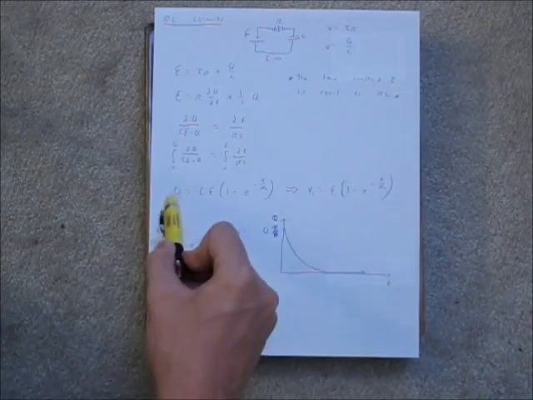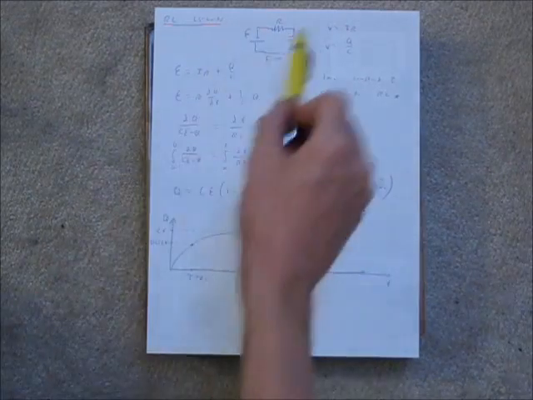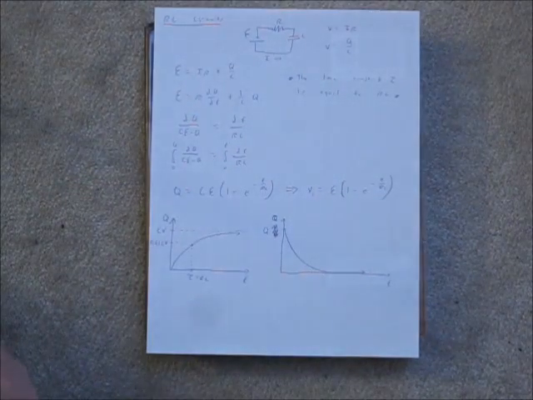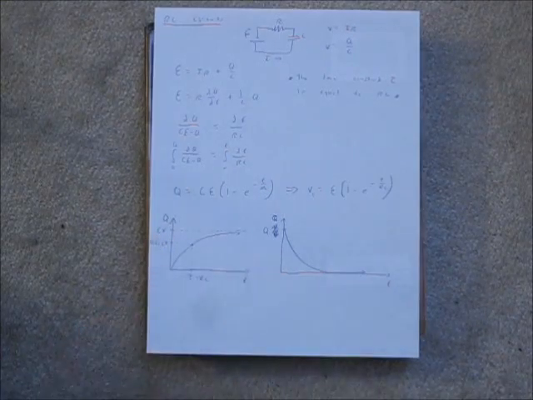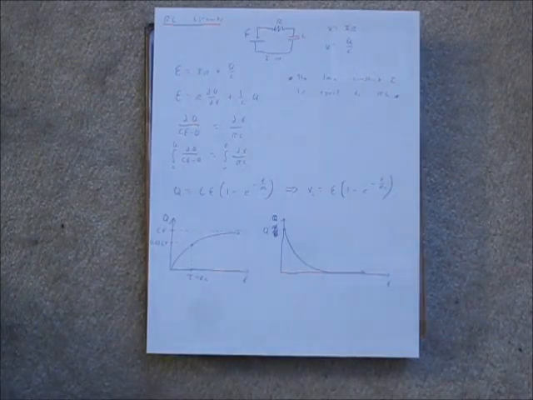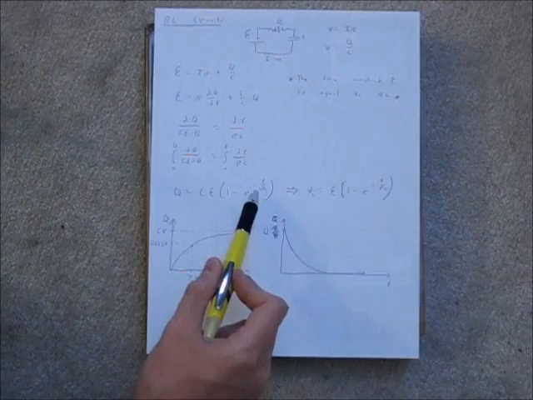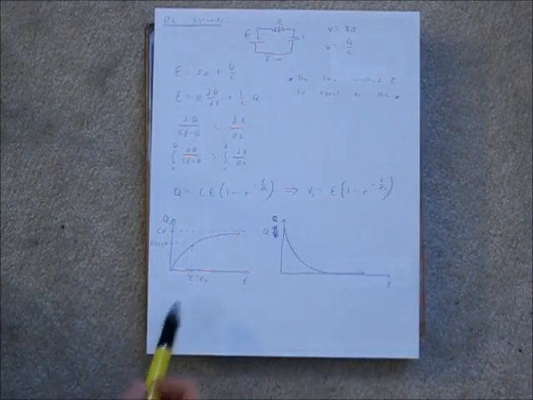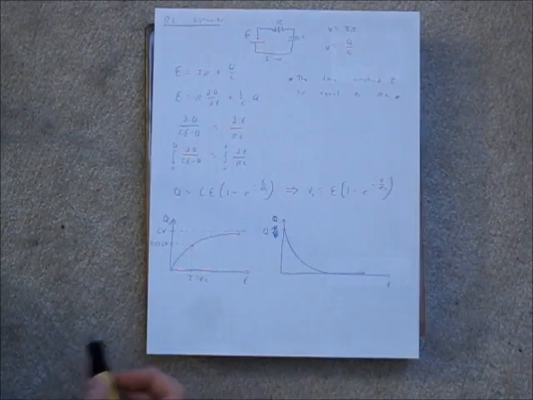This would be the Q as time increases, and this would be the potential difference of the capacitor as time increases. So this is the graph for charging, and as you can see, there is an RC over here, which is commonly known as tau, which is basically a time thing.